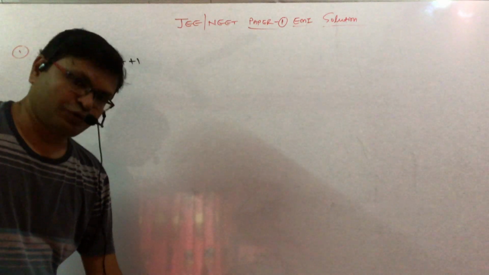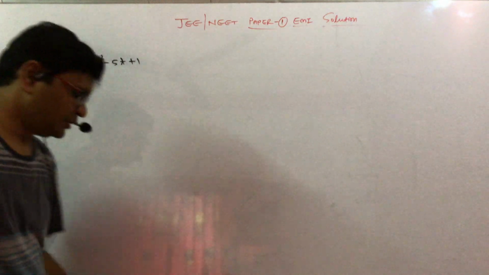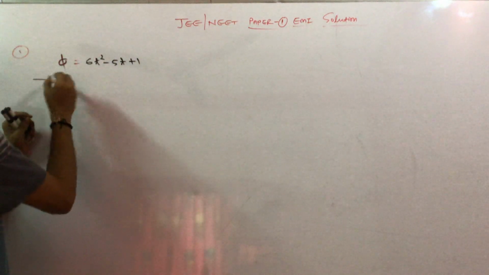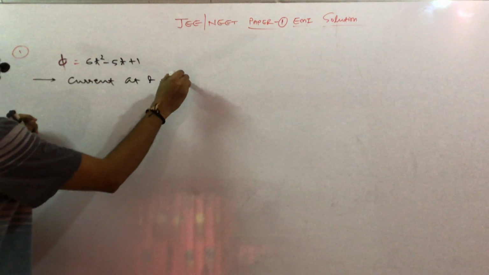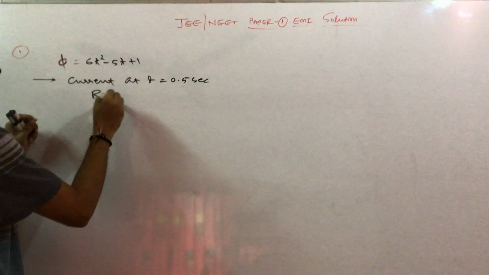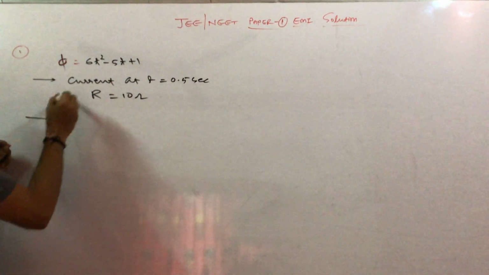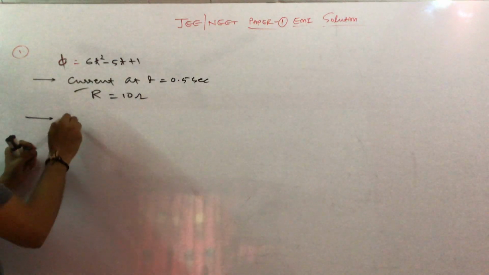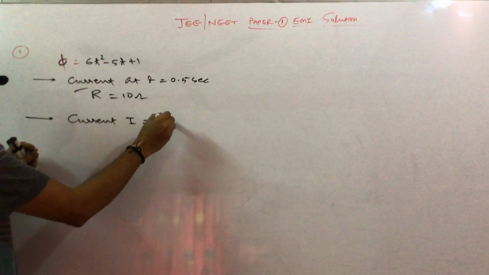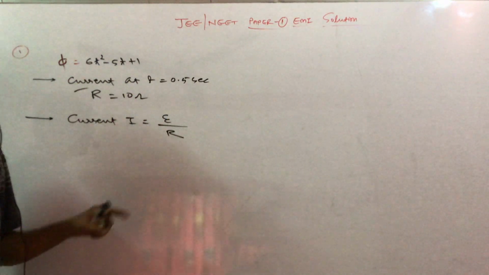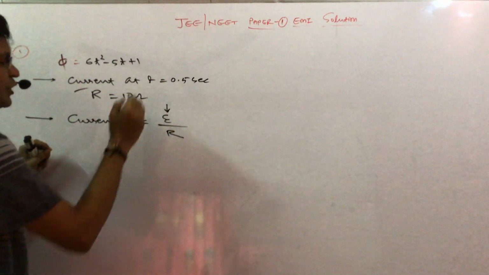At t is equal to 0.5 second, the induced current in the coil is blank if the resistance is 10 ohm. So your target is to find the current in the circuit at t is equal to 0.5 second if the resistance of the circuit is given 10 ohm. So friends, start with, you know that very well, current. What is the general formula for induced current? Induced current is equal to induced EMF upon resistance as per Ohm's law. Okay, so your next target is to find induced EMF.